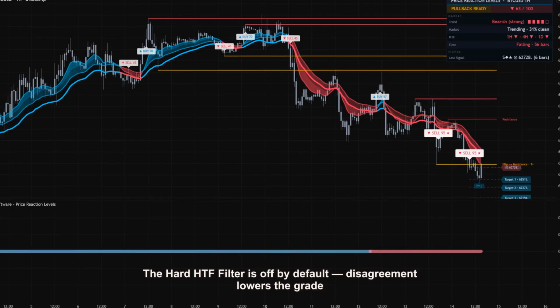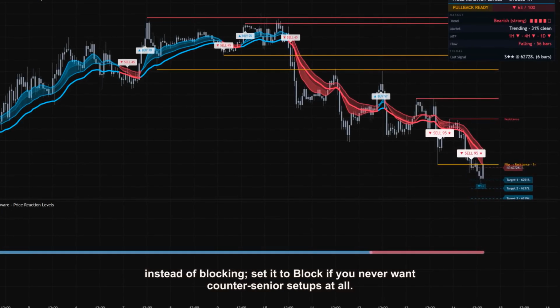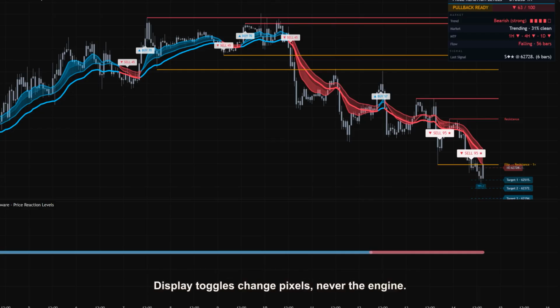The hard HDF filter is off by default. Disagreement lowers the grade instead of blocking. Set it to block if you never want counter senior setups at all. Display toggles change pixels, never the engine.